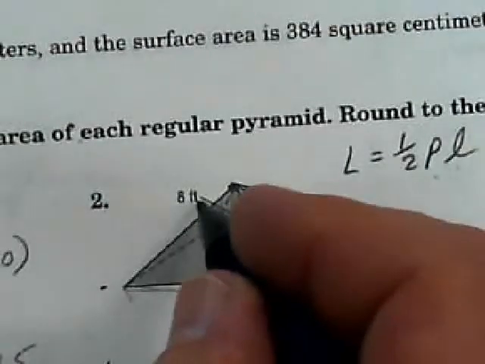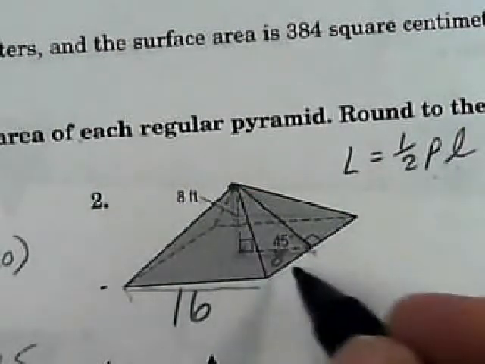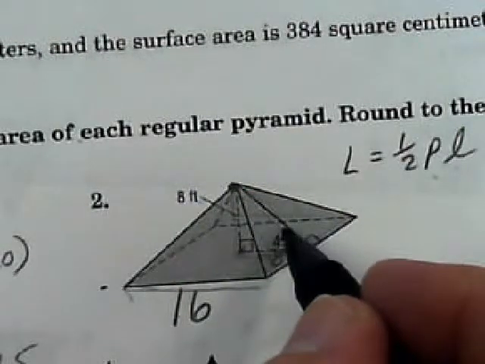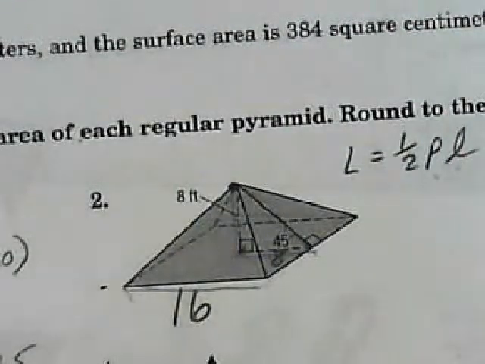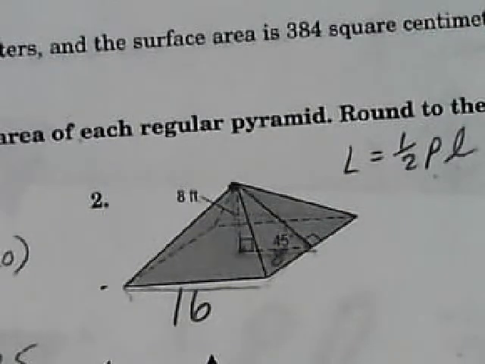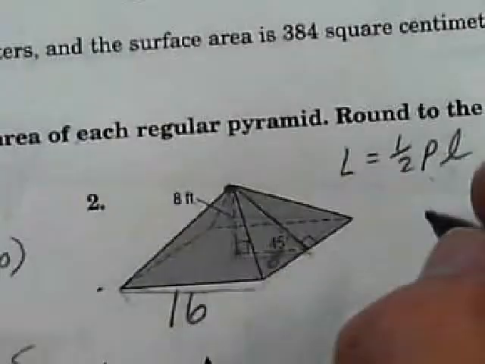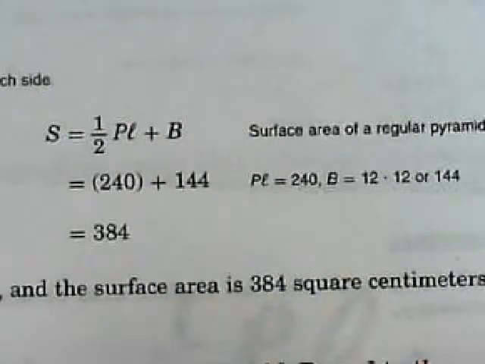So to find the slant height, I can take 8 squared plus 8 squared equals slant height squared. Or, if I knew my 45-45-90, 8, 8, 8 the square root of 2. So the slant height is 8 the square root of 2.